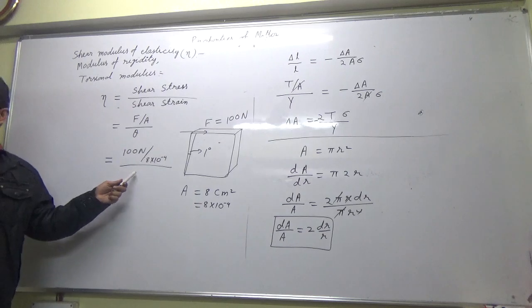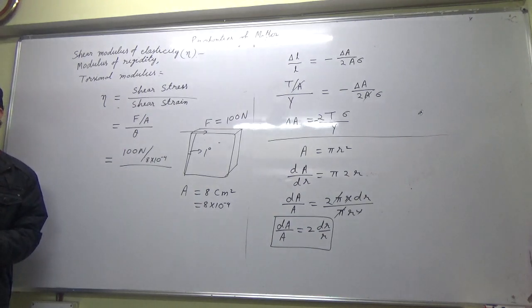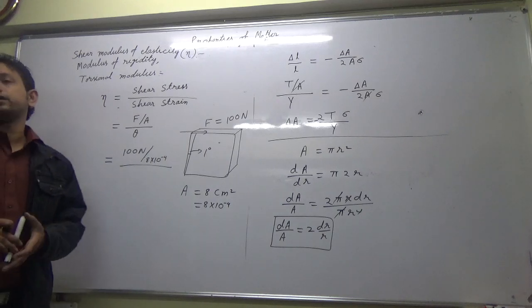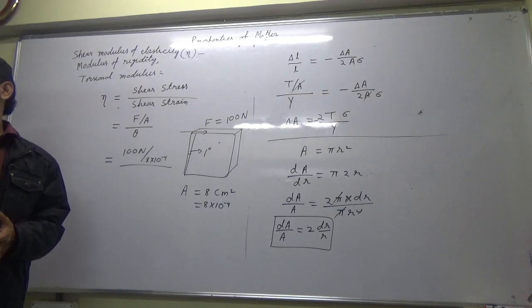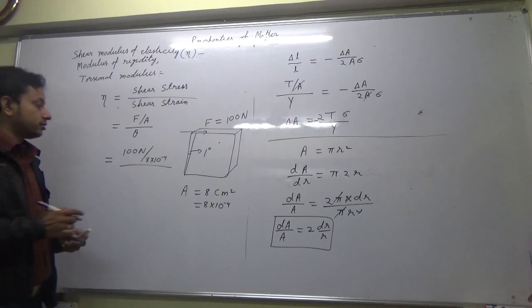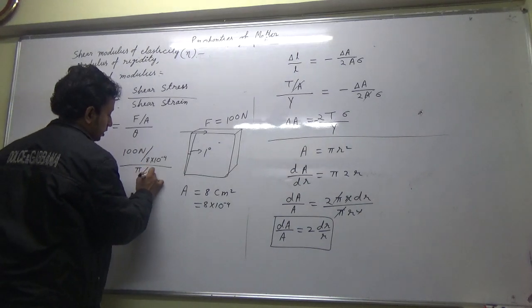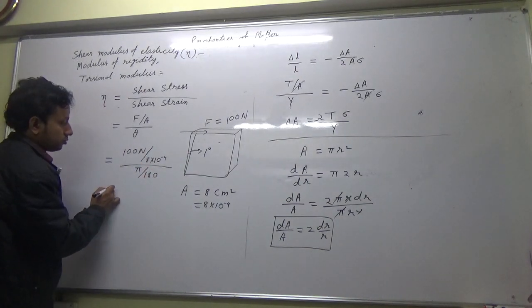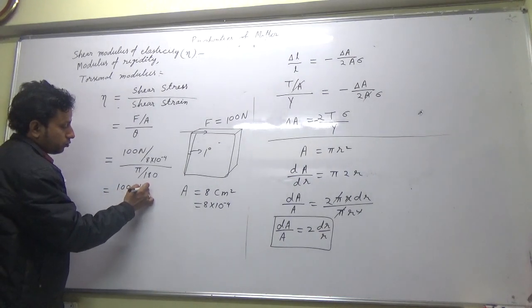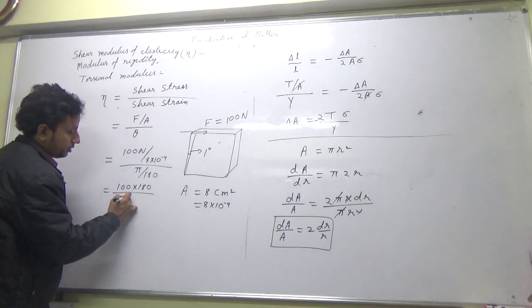What should we write here? We have to convert it into radians. We will not write in degrees. Wherever you have some angle written, you will always write it in radians. Okay? So 1 degree is equal to how many radians? Pi by 180. So you have to do this. So what will you have? 100 into 180 divided by pi, 8.